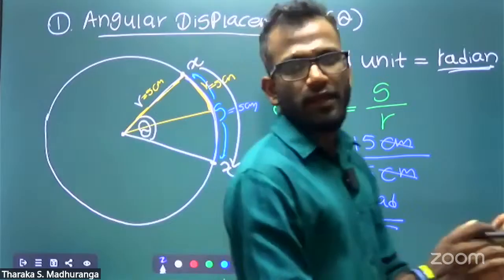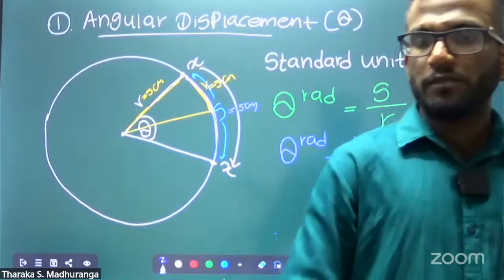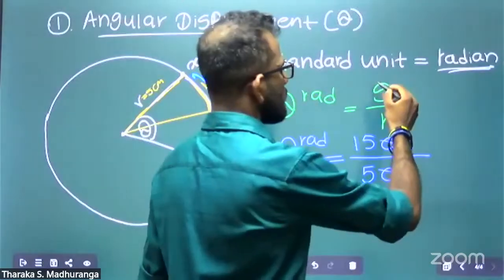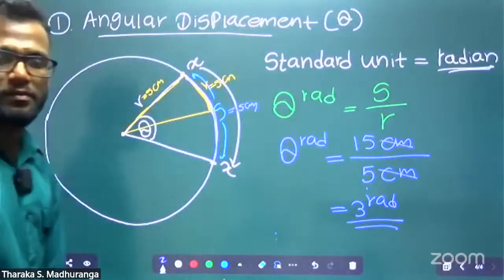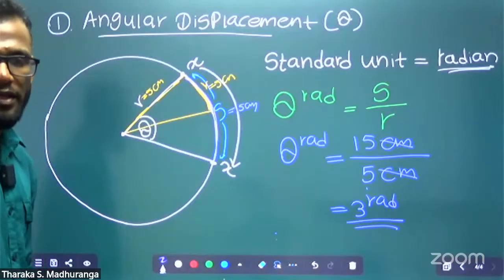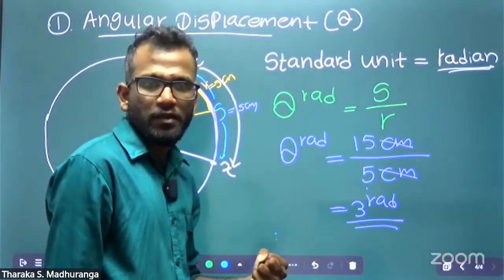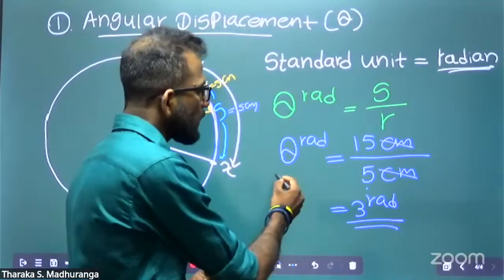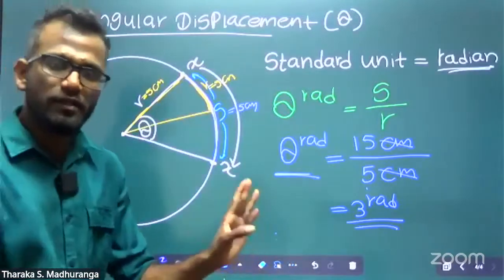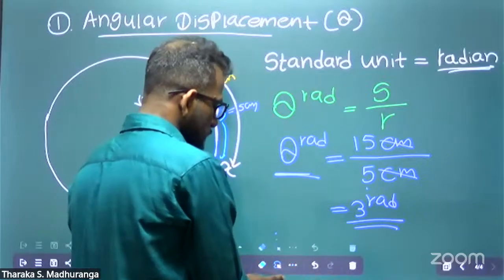Then any angular displacement, the angular displacement means theta. If you divide arc length by radius, then this is theta in radians. This is the angular displacement of any rotational or circular motion. So for any rotational or circular motion, the angular displacement equals arc length divided by radius.